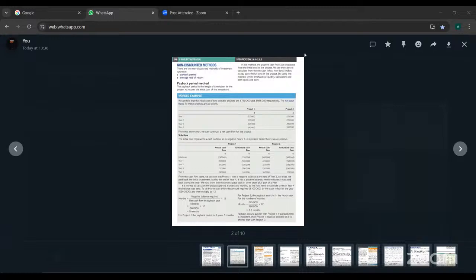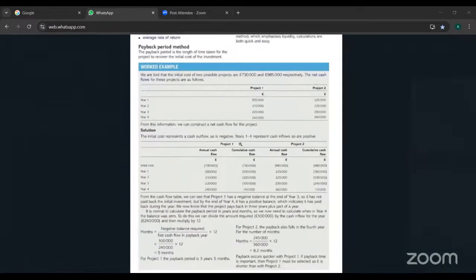Okay, so payback period. Payback period is the length of time a capital project takes to return the initial cost of investment. So let's study how to calculate the payback period method. It is simple. So now look at this, look at my screen.